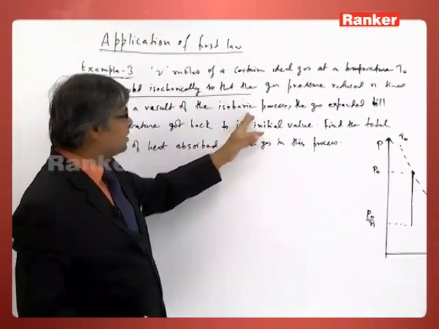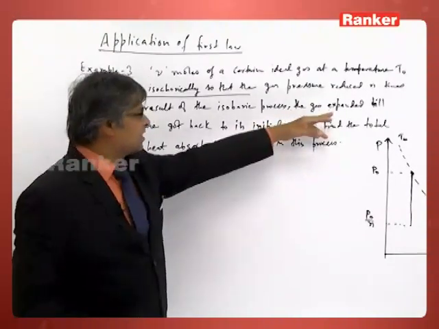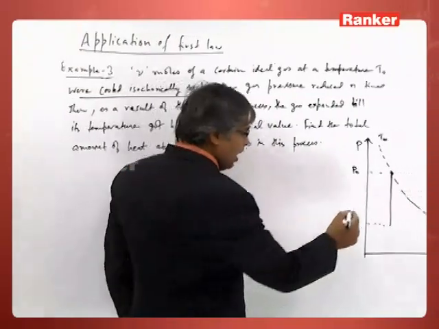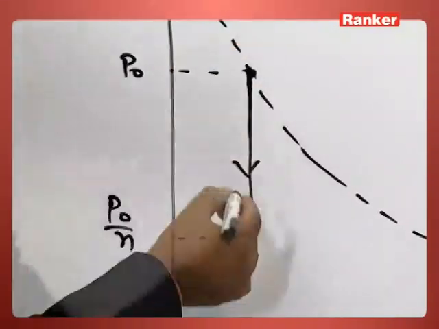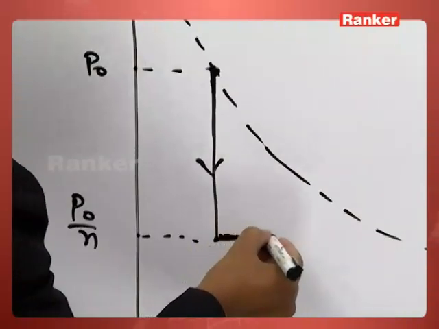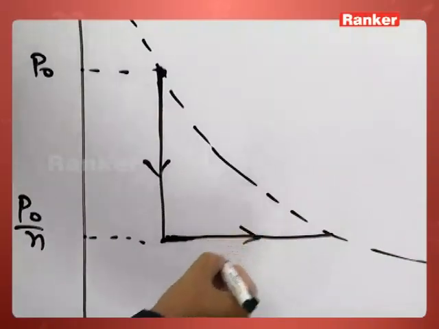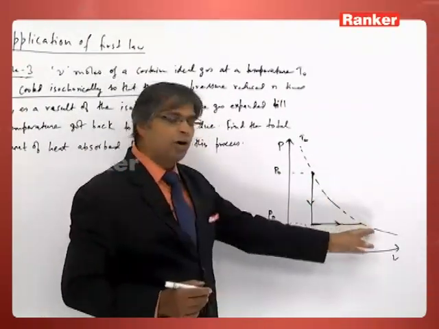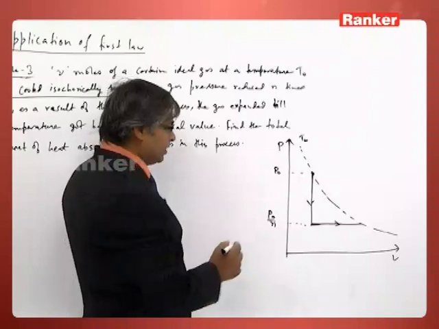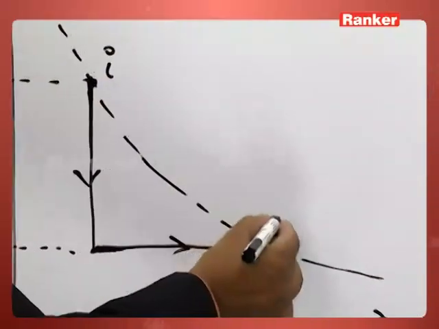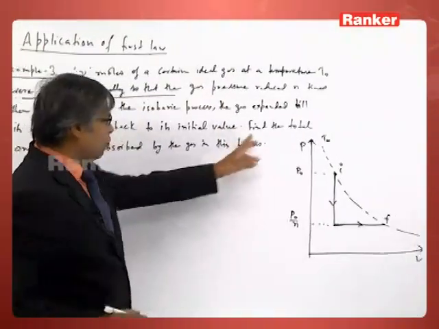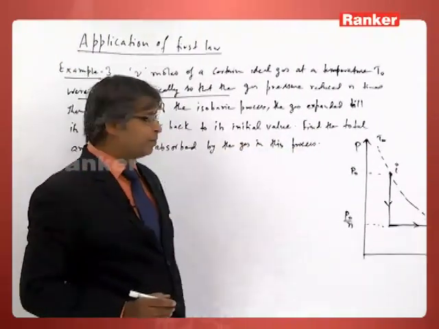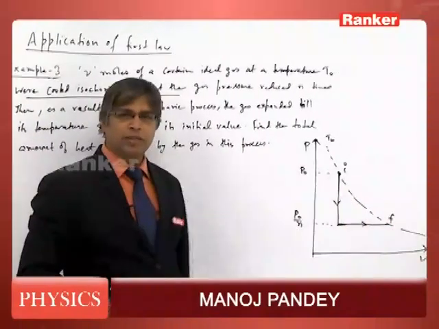As a result of the isobaric process, the gas expanded till its temperature got back to its initial value. So after cooling it isochorically, it is now expanded isobarically so that it got its temperature back. So this is the initial position and this is the final position. Find the total amount of heat absorbed by the gas in the process. So how much is the total heat absorbed in the process?